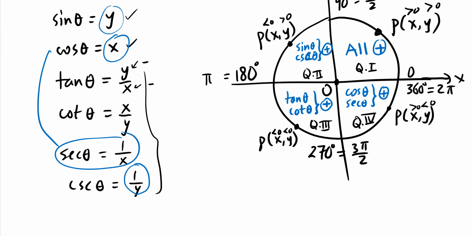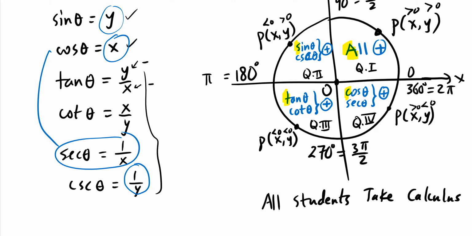And some students try to memorize it. They take the first letter of those trig functions, and they say, all students take calculus. So all means all the functions are positive. Students, S for sine, T for tangent, C for cosine. All students take calculus. So that helps you find the sign of each function in each quadrant, whether it is positive or negative.